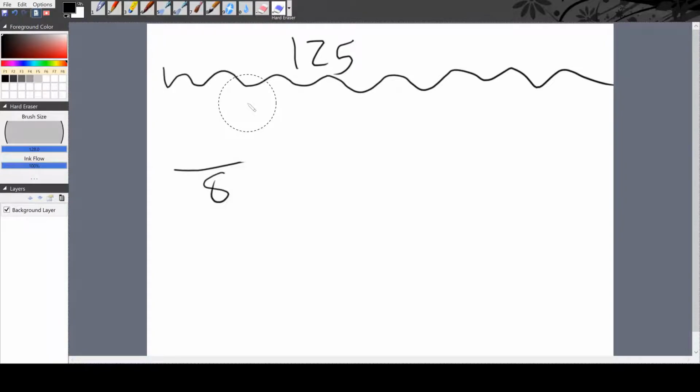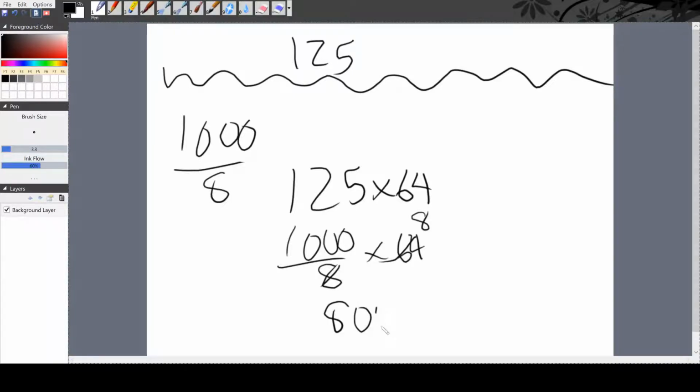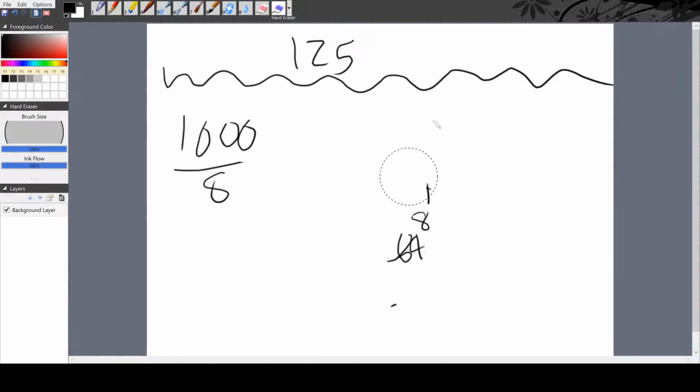So now, let's look at a problem that will work with this. Let's do the number 125 times 64. How you would write this is 1,000 over 8 times 64, which when this cancels out, it's 8. So 8 times 1,000 is 8,000. Fairly simple, like the other ones. Same method. Let's look at another one.